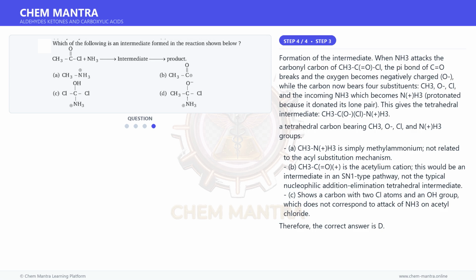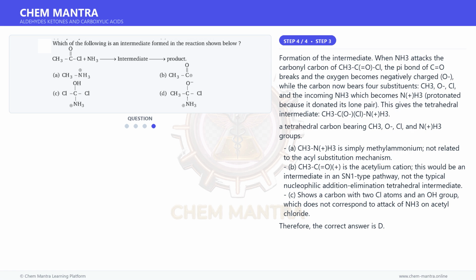When NH3 attacks the carbonyl carbon of CH3C=OCl, the pi bond of C=O breaks and the oxygen becomes negatively charged O-, while the carbon now bears 4 substituents: CH3, O-, Cl, and the incoming NH3, which becomes N+H3, protonated because it donated its lone pair. This gives the tetrahedral intermediate CH3C, O-, Cl, N+H3.